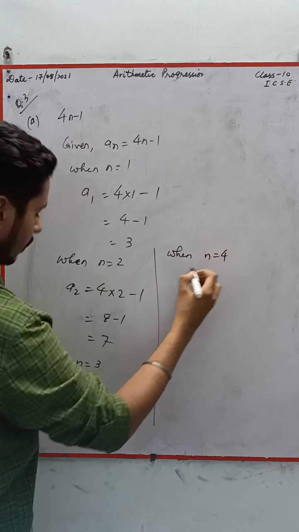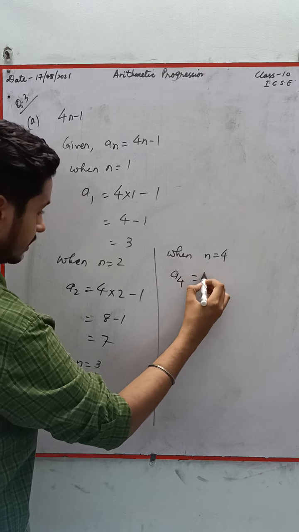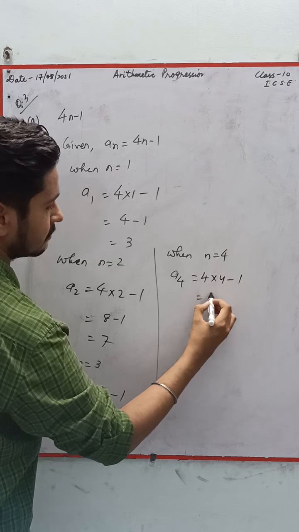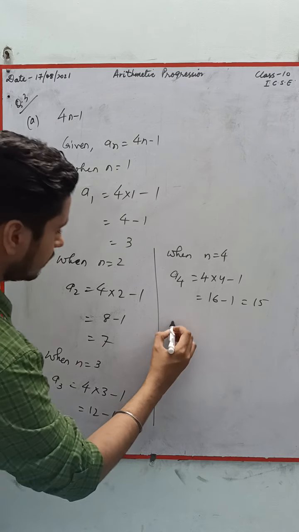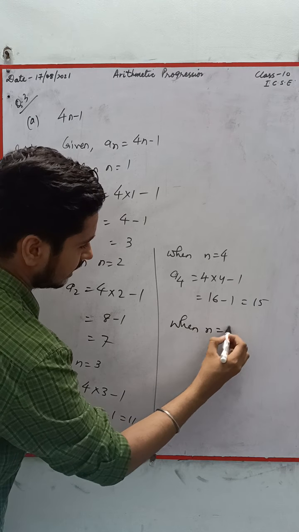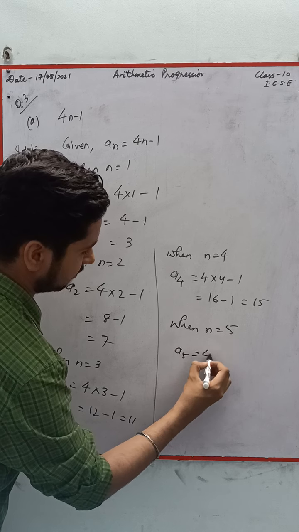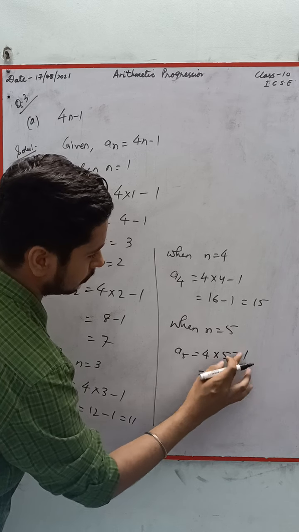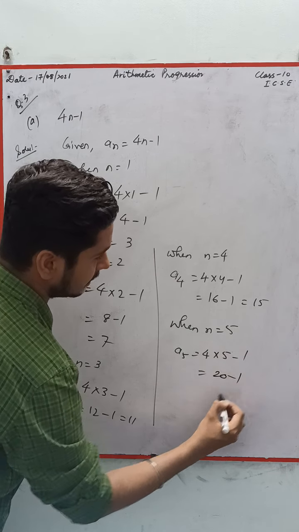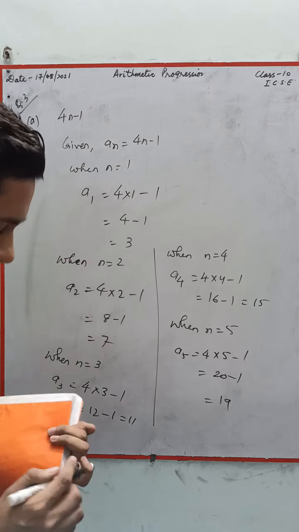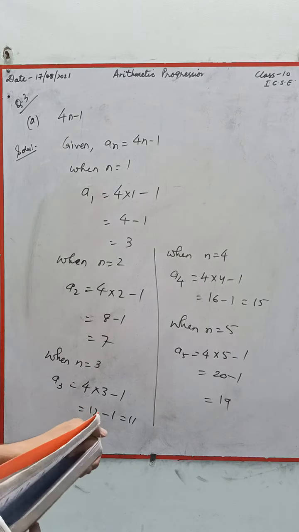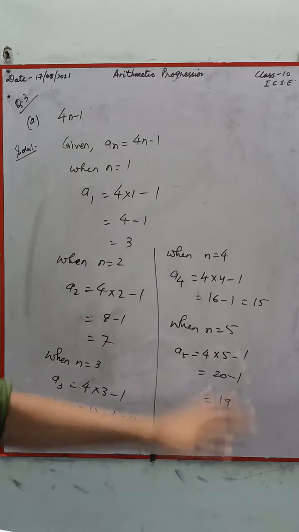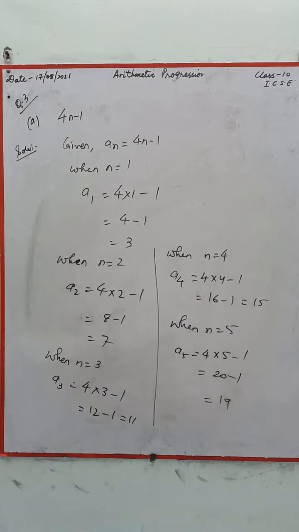When n is equal to 4, a4 is equal to 4 into 4 minus 1, which is 16 minus 1, 15. And finally, when n is 5, a5 is 4 into 5 minus 1, which is 20 minus 1, and the answer is 19. So that is how you have to find the 5 terms like this. So with the same criteria, please do the other 2 also, okay.